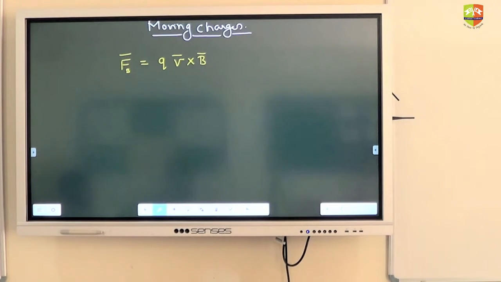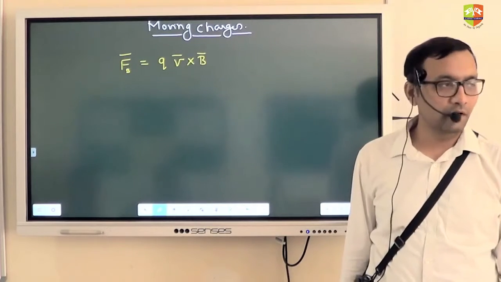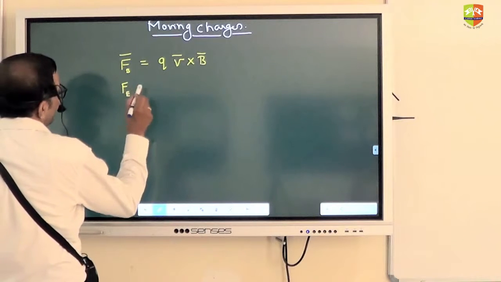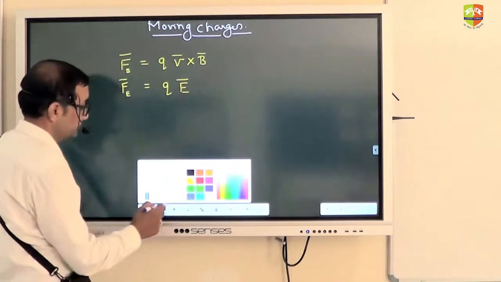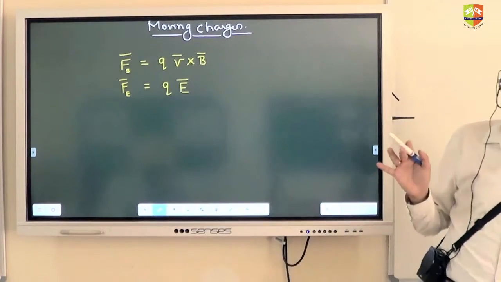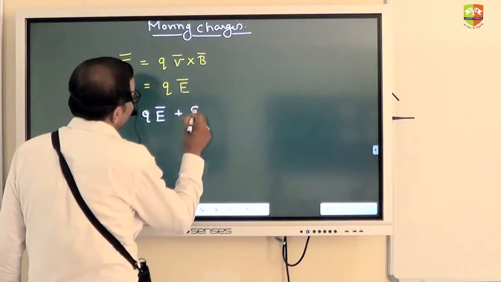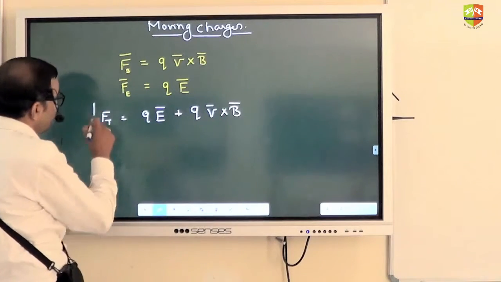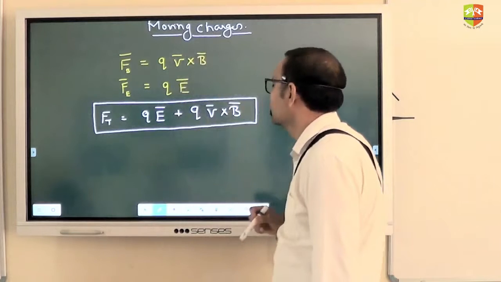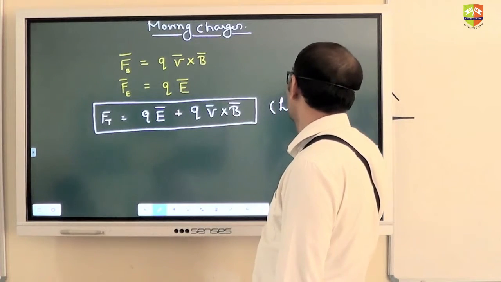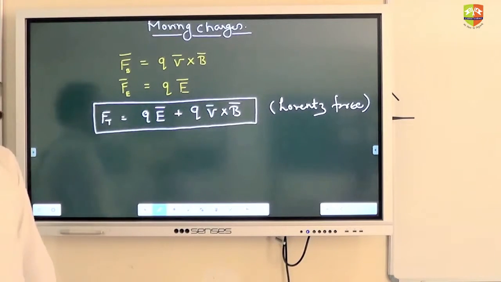coming back to the thing, magnetic force is Q V cross B. This is from where the story starts. And we know that electric force is Q times E. If both electric and magnetic fields are there, then the total force will be Q times E plus Q V cross B. This total force is called Lorentz force.